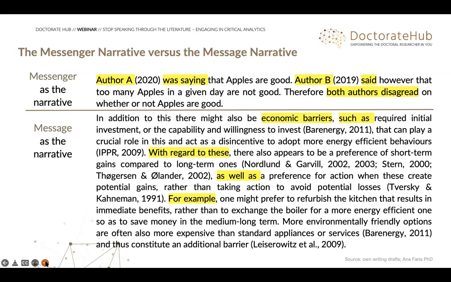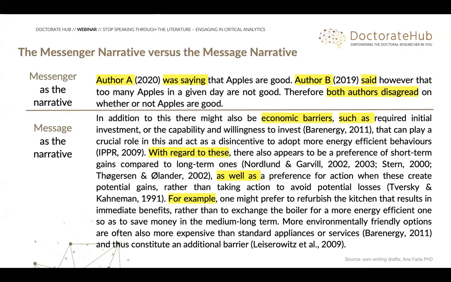So what does that mean? Let's look into the above case. Author A was saying that apples are good. Author B said, however, too many apples in a given day are not good. Therefore, both authors disagreed on whether or not apples are good. Now, obviously, this is an example that had been made up, but the point in here is that you compare what author A says against what author B says.